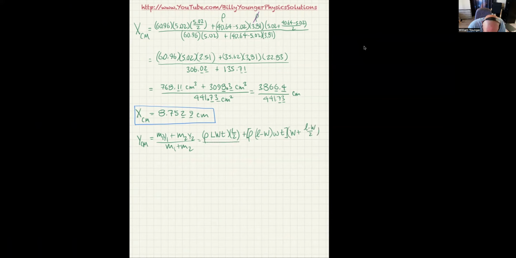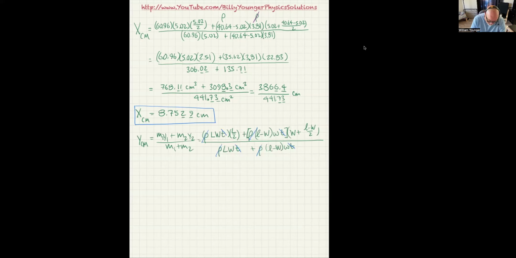And then all of this has to be divided by the two masses, which again will be rho LWT plus rho (L minus W) omega T, like that. And we can see again that rho is common to all the terms in the top and bottom, so we can cancel that out. We can also see that T is common to all the terms on the top and bottom, so we can cancel that out. And remember, rho times T is the same thing as sigma.